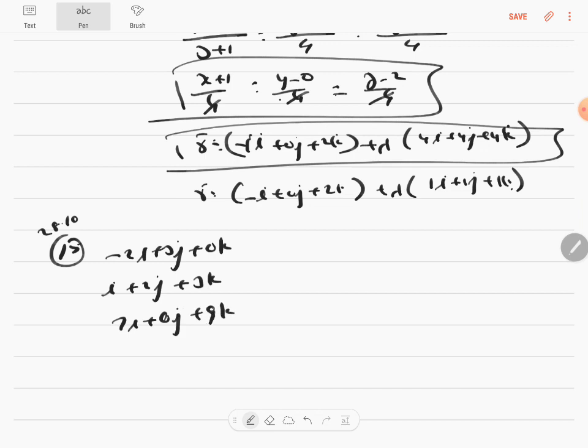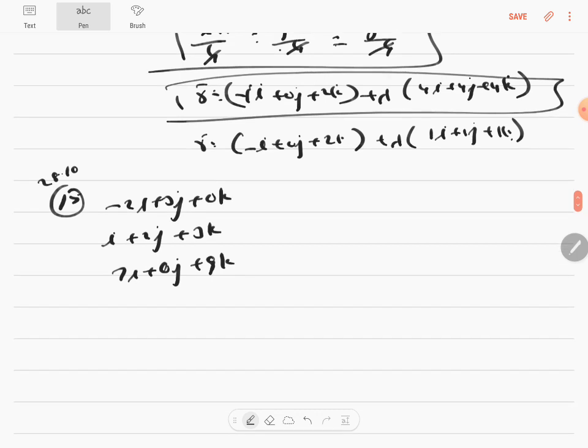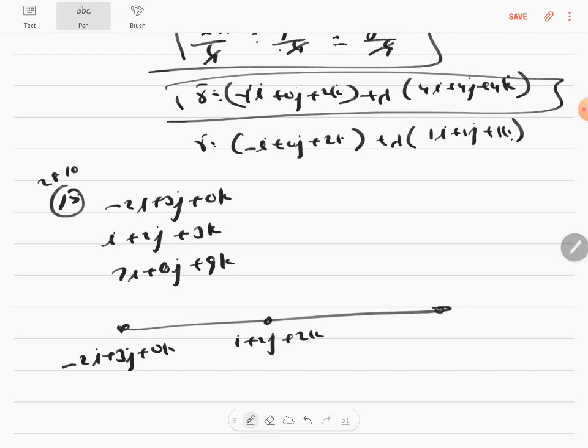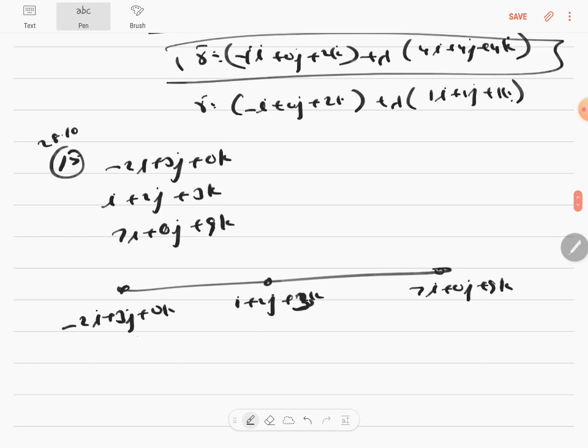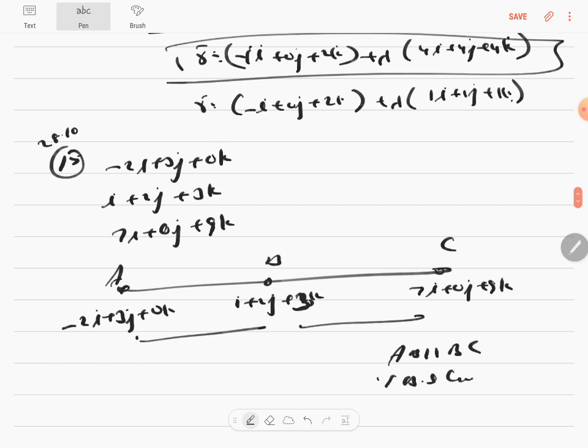If they're collinear, all that you have to see is one is lambda times the other. Just mark these points here. Minus 2i plus 3j plus 0k. i plus 2j plus 3k. And 7i plus 0j plus 9k. Okay, so to prove it's collinear, find this vector and this vector. If one is lambda times another, then they're parallel. But you know that if AB is parallel to BC, since B is the common point, they'll become collinear.